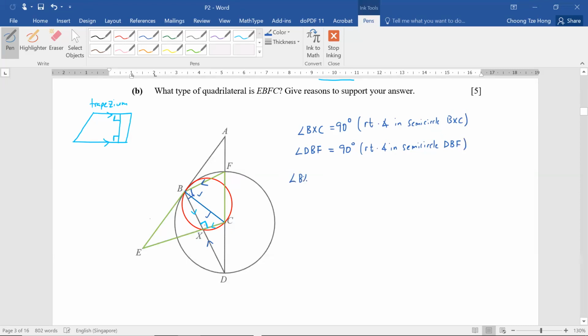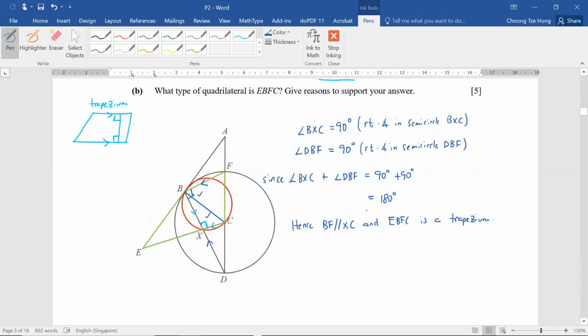So angle BXC plus angle DBF will be equal to 90 plus 90. Now I'm just trying to show that this pair of interior angles add up to 180. So we can conclude that hence BF is parallel to XC, and EBFC is a trapezium. Maybe you can add in the word since: since angle BXC plus angle BDF equals 180, then BF will be parallel to XC, and then EBFC will be a trapezium.